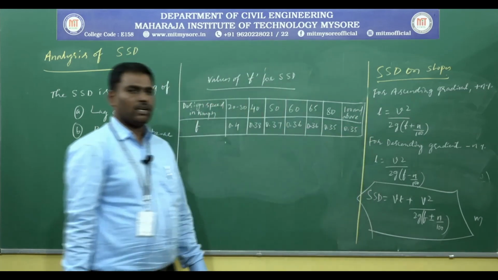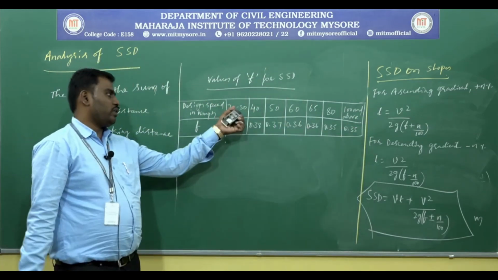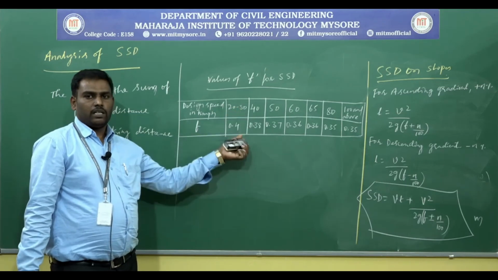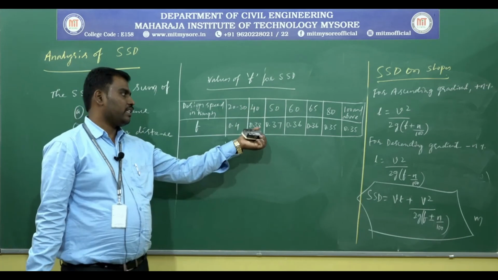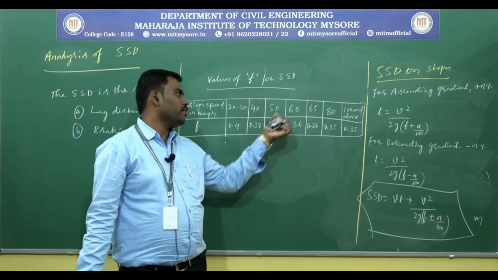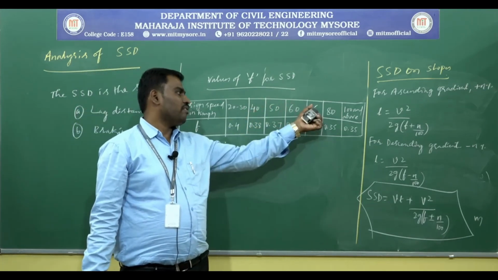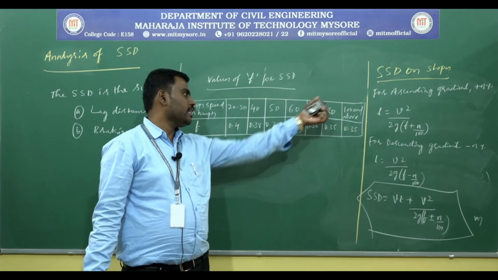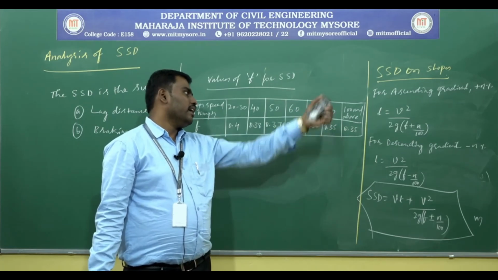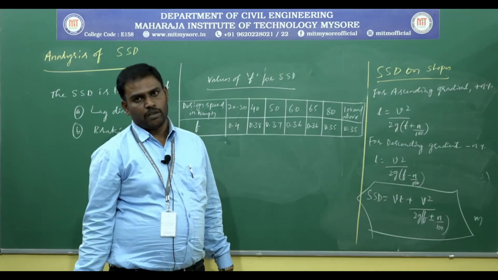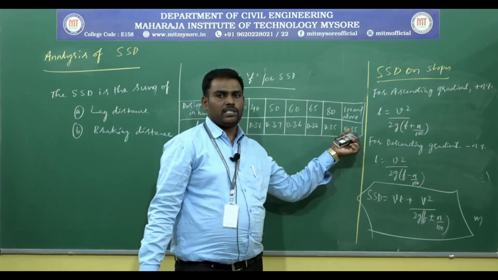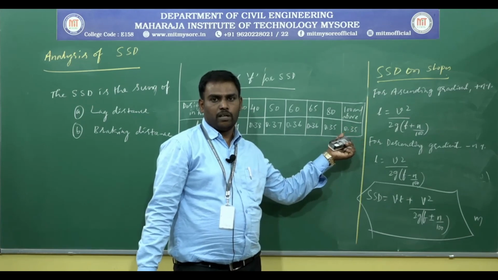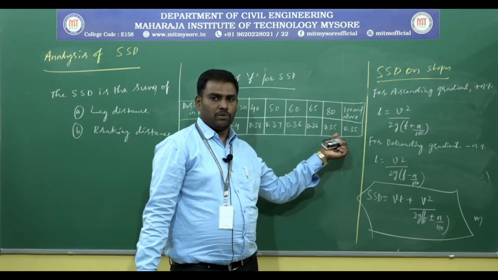It is 0.35 only. For the 20 to 30 design speed, the coefficient of friction value is 0.4. For 40 km per hour, it is 0.38. For 50, it is 0.37. For 60, it is 0.36. For 65, it is 0.36. And for 80, it is 0.35. And for 100 and above design speed, the value of F is 0.35 only.